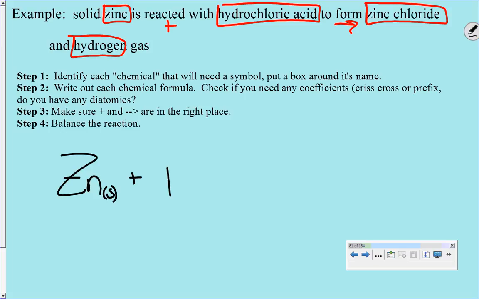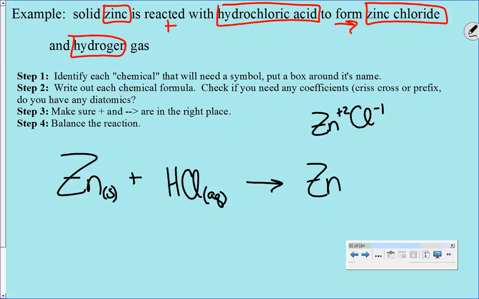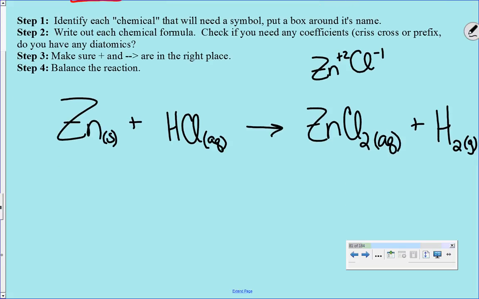Hydrochloric acid, HCl, AQ. This is going to form zinc chloride, Zn plus 2, Cl minus 1, so that's ZnCl2. That'll probably be an aqueous solution most likely. Well, if you called it a solid, it wouldn't be the end of the world. And hydrogen gas, which is a diatomic, so it gets a little tiny 2.